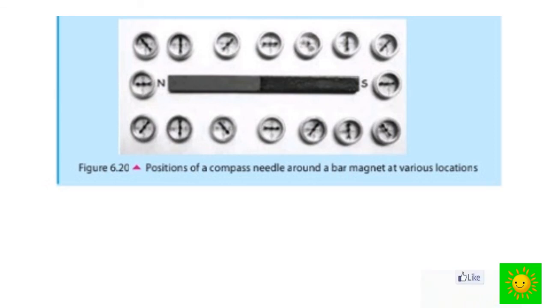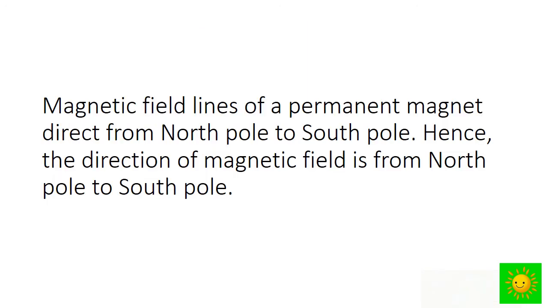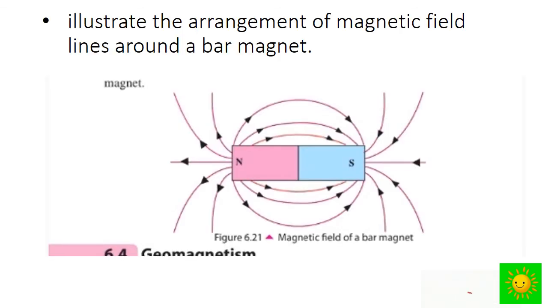This is the position of the compass needle around the bar magnet at various locations. While doing that practical, you can clearly identify that magnetic field lines of a permanent magnet are directed from the North Pole to the South Pole. Hence, the direction of the magnetic field is from the North Pole to the South Pole. This is the illustrated arrangement of magnetic field lines around the bar magnet.